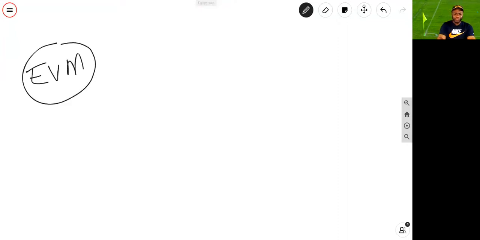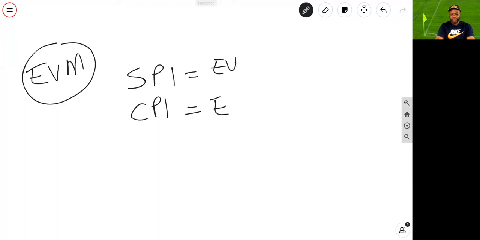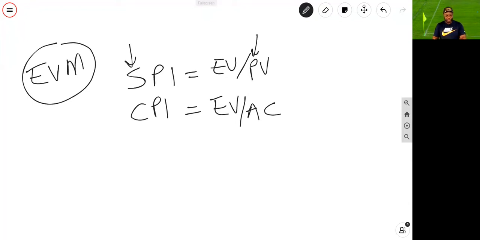In my mind, you need to know the formulas SPI and CPI, right? They both start with EV, and you divide, in the case of schedule, by PV, in the case of cost, by actual cost. All right, I always say the schedule is the plan. Get it? The S is the P. And as far as actual cost, that just ties back to cost.